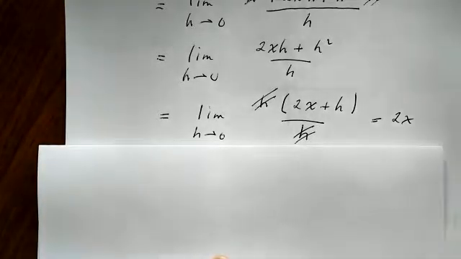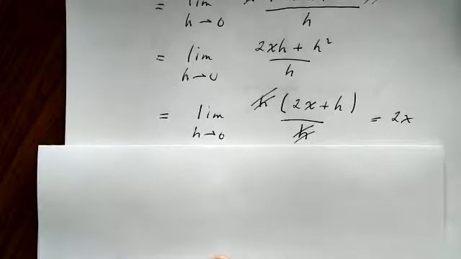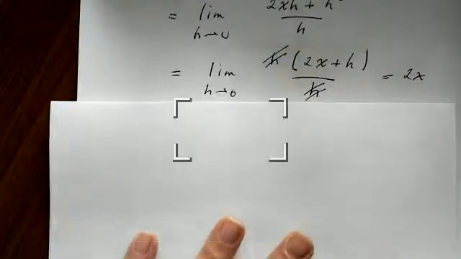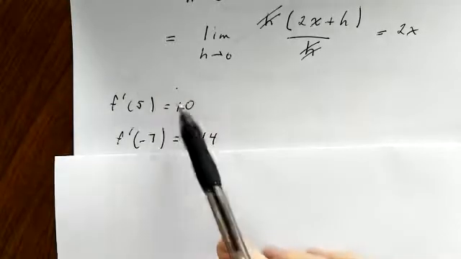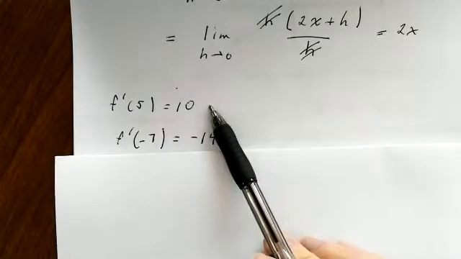Now we have a formula that allows us to calculate the derivative at any given value of x. We don't have to go through the same limit process for 1 or 2 or 3. For example, f prime of 5, instead of using the limit formula, I could just plug 5 into this formula and I get 10.